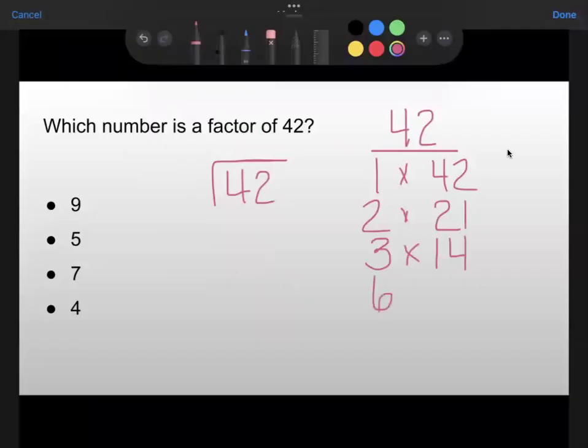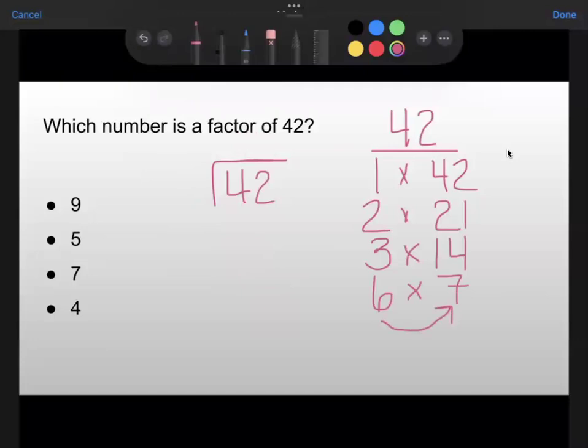Now, I know the reason that 6 will work is because there's a little rule that says if 2 is a factor and 3 is a factor, then 6 will also be a factor. And this is a multiplication fact that I know, 6 times 7. So now I get to stop because I've made that loop.